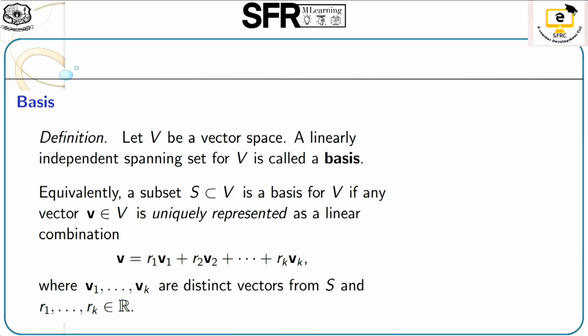Let V be a vector space. A linearly independent spanning set of V is called a basis of V. For that, suppose S is a subset of V, then every vector of a vector space V can be uniquely represented as a linear combination of vectors v1, v2, etc., vk. That is, v equals r1 v1 plus r2 v2 plus etc. rk vk. Here v1, v2, etc., vk are distinct vectors from S, and r1, r2, etc., rk are distinct real numbers from the real number system.